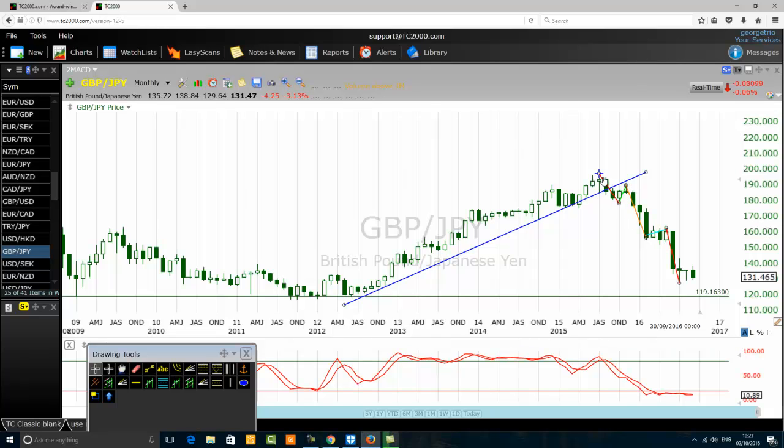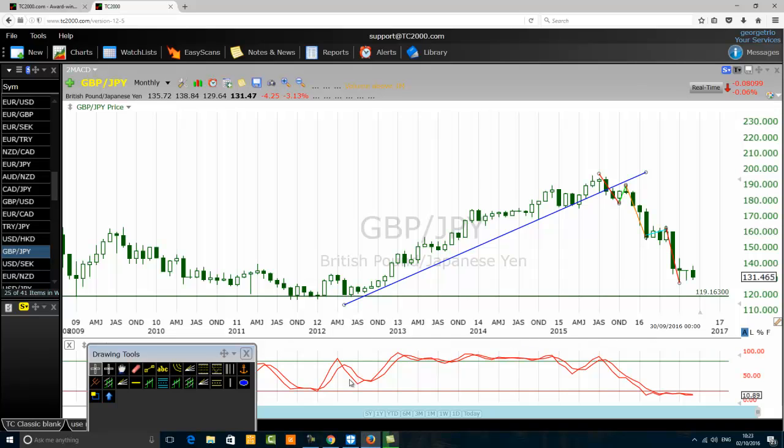Is this a multi-wave? No, this move down is correcting this move up. So it's not an impulsive wave or a multi-wave as such. Feel free to disagree, which we do all the time.